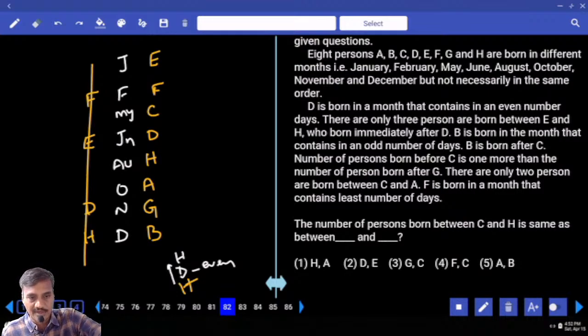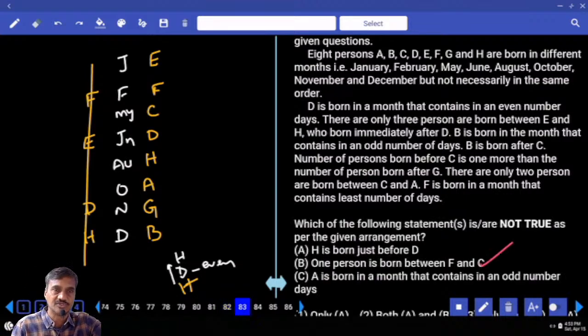D and E 0. G and C 0. F and C 0. A and B, yes, 1. Choice 5, question number 82.